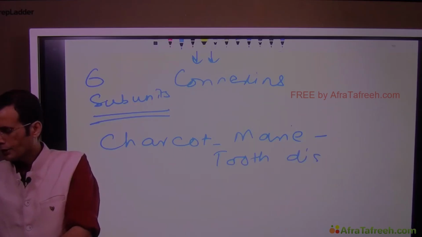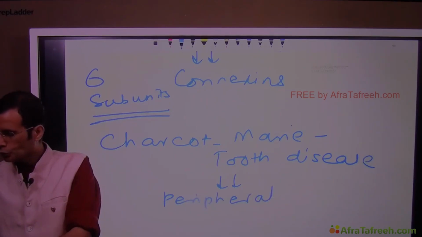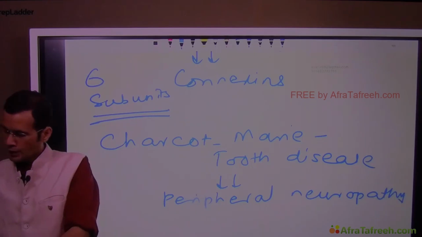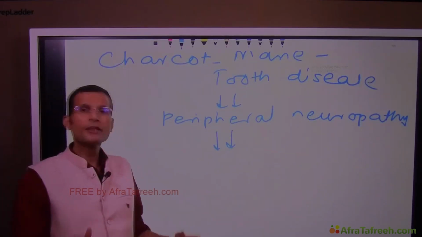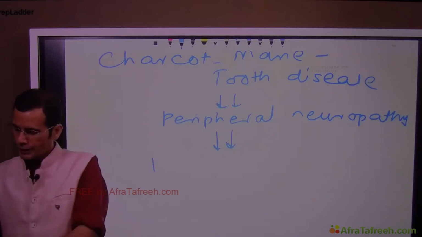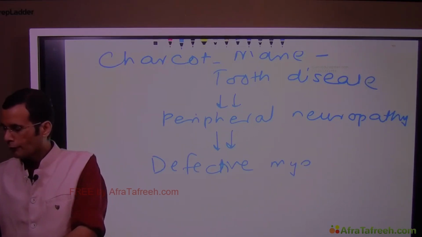This is a peripheral neuropathy. First point. Why is this a peripheral neuropathy? I mean, what is the basic defect? Defective myelination. And why is there defective myelination?